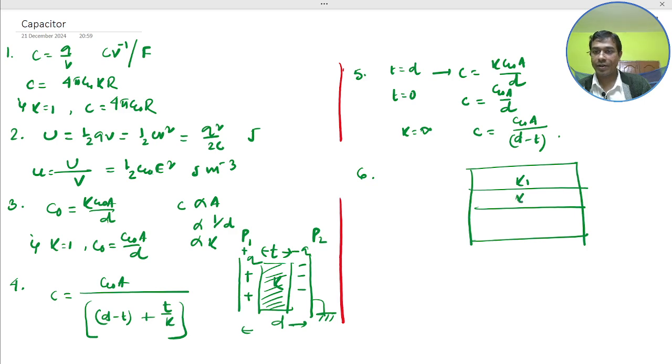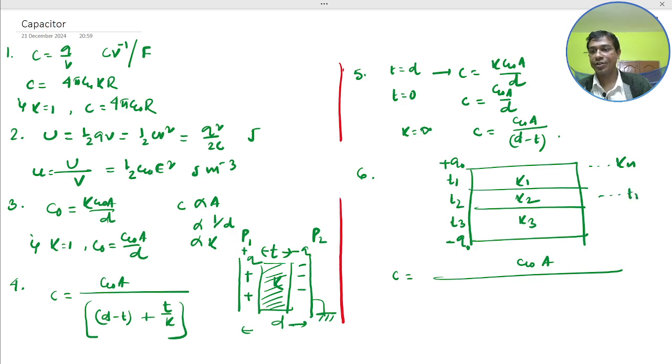This is K1, K2 and K3 plus Q naught minus Q naught. So in general C would become epsilon naught A divided by the Kn dielectric term, and the thicknesses would become T1, T2, T3 up to Tn.